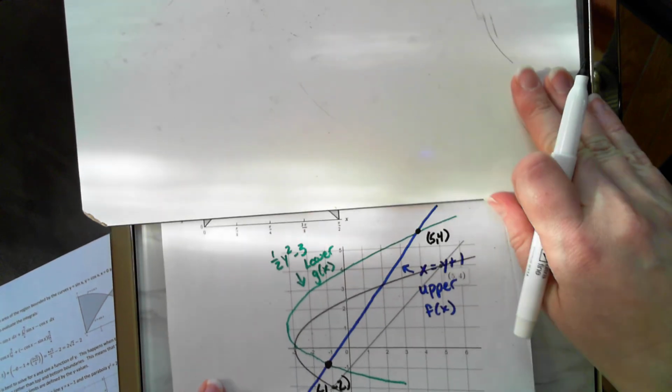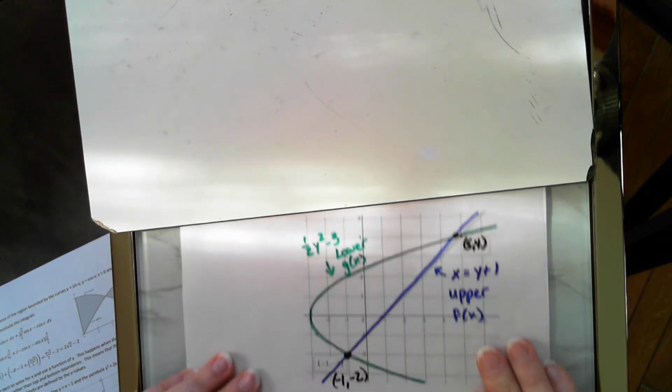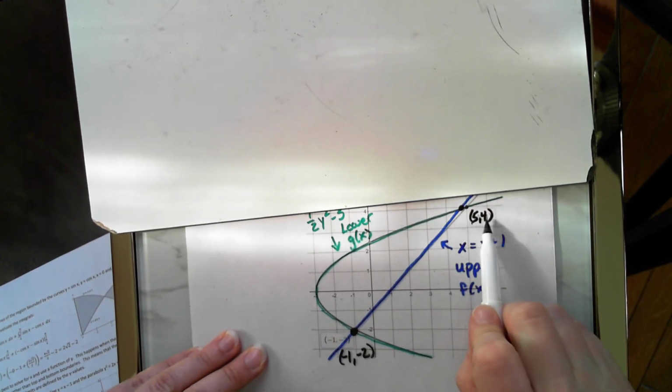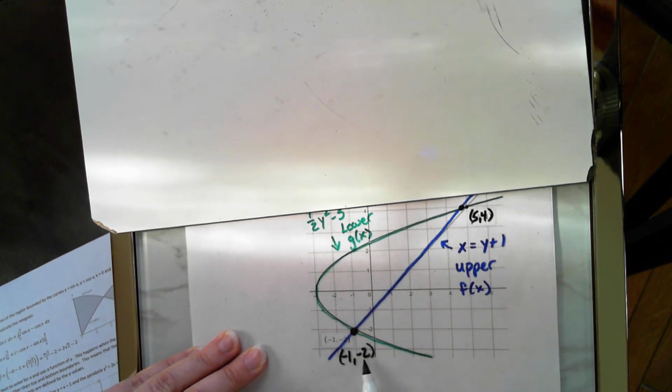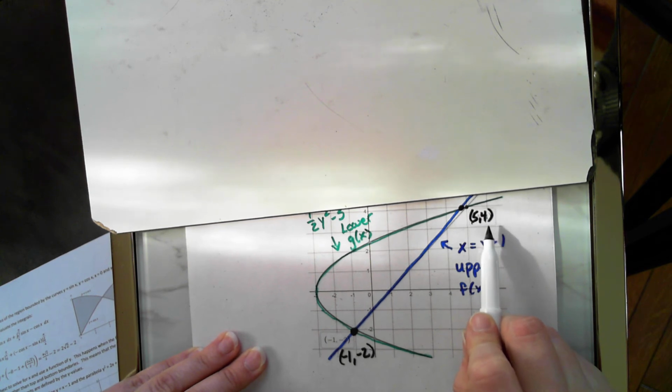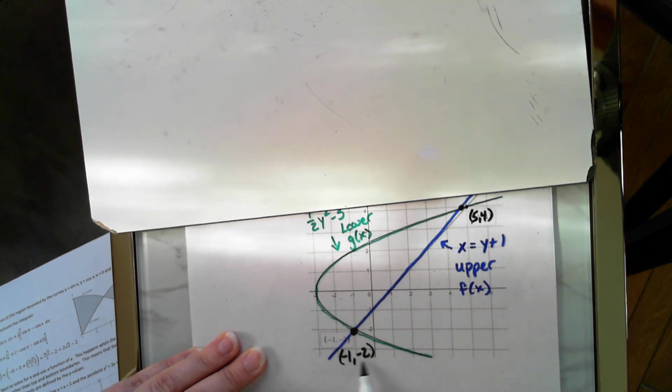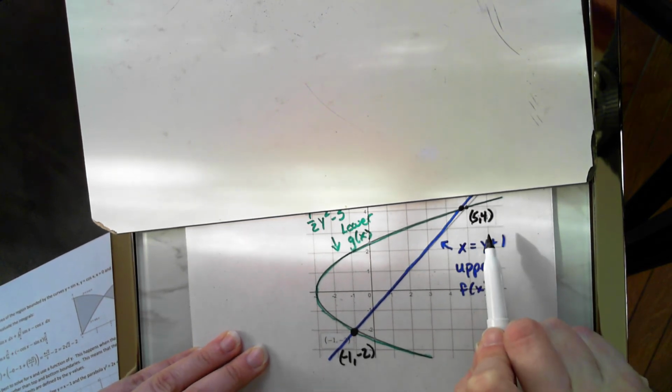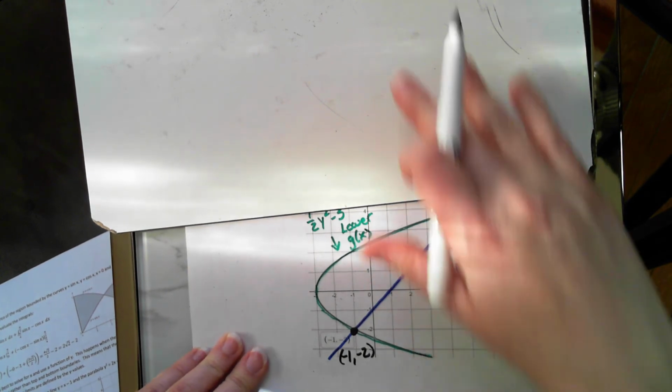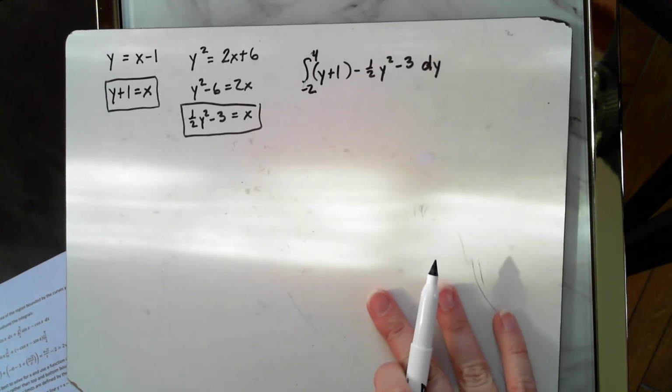Let me bring it back up again. Okay, the intersection points were 5, 4, and -1, -2, and I picked the y values because we're doing our integral in terms of y. So I did the lower y value and then the upper y value. Okay, so now let's just do our integral.